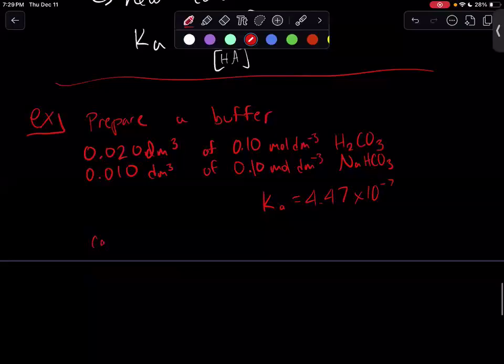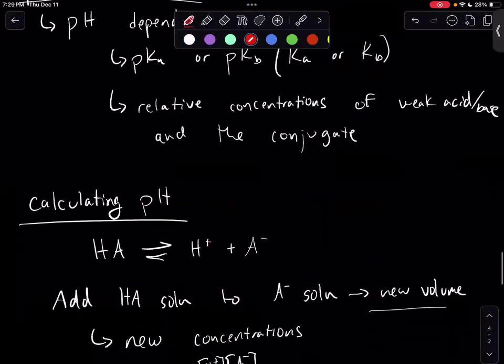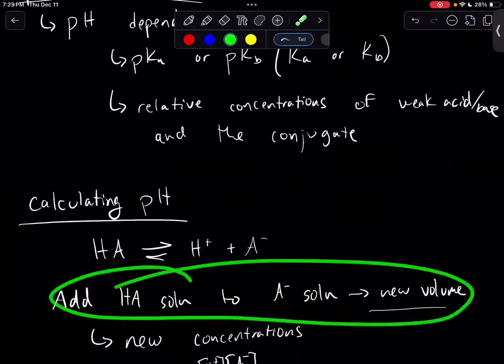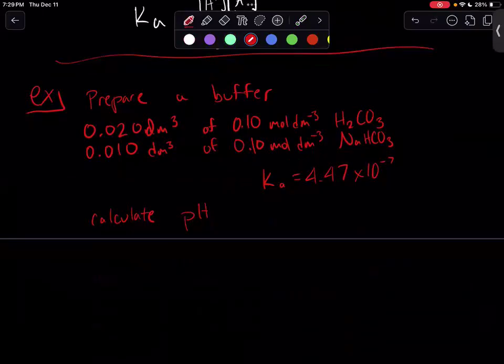So what we're going to do is calculate pH. According to what we just learned and what we're trying to keep in mind up here, if we're adding two solutions, we have a new volume. So let's go ahead and first calculate our new volume. It's kind of easy to do that.